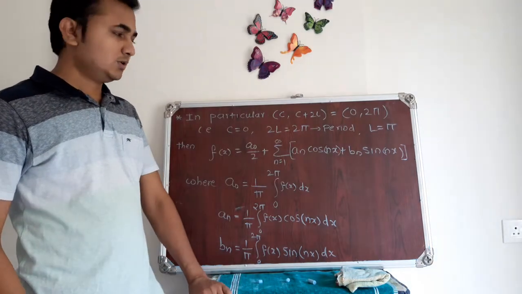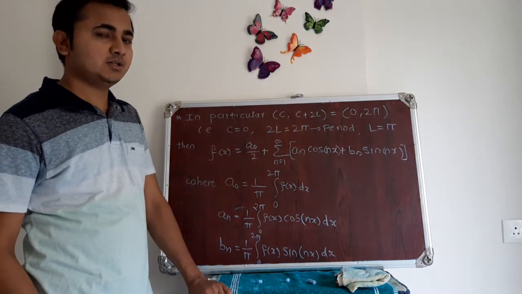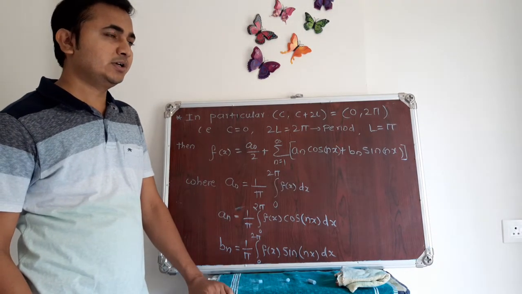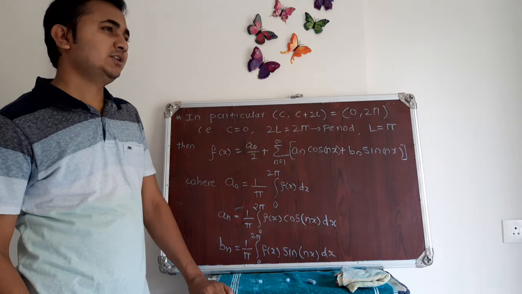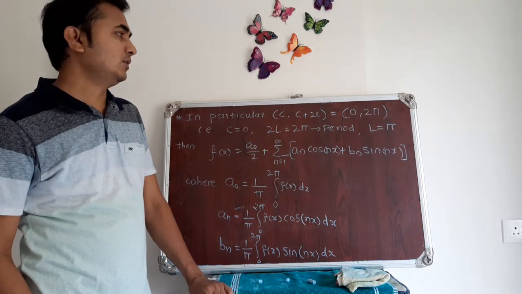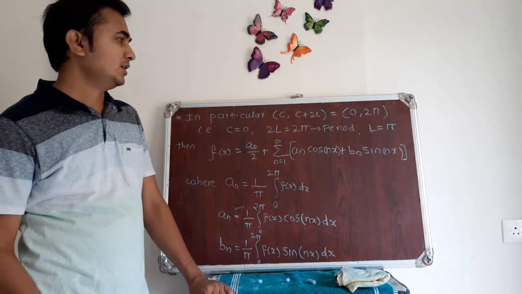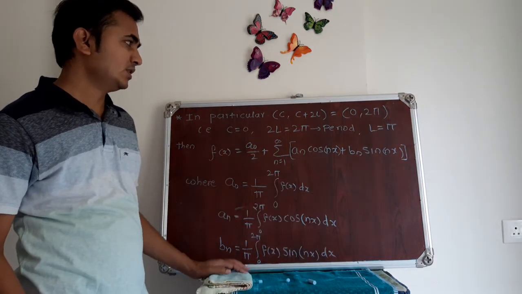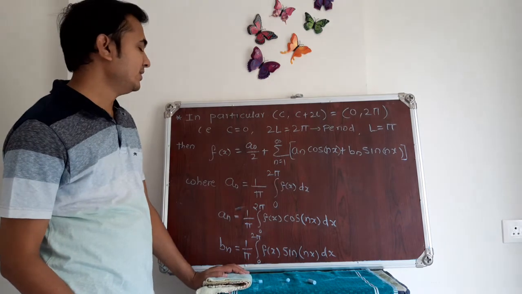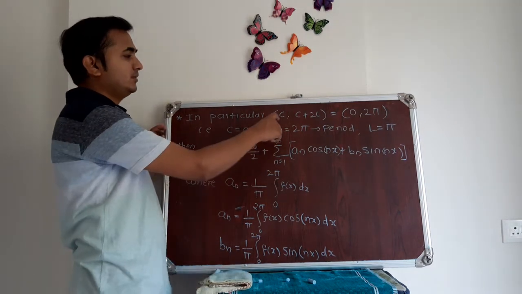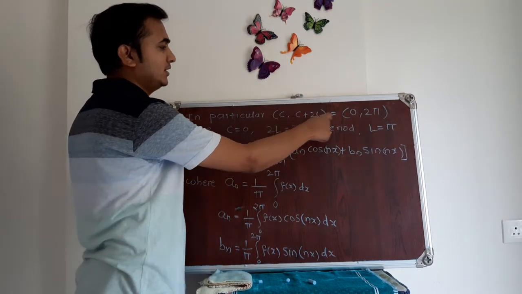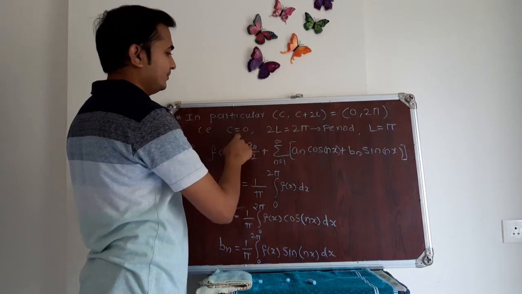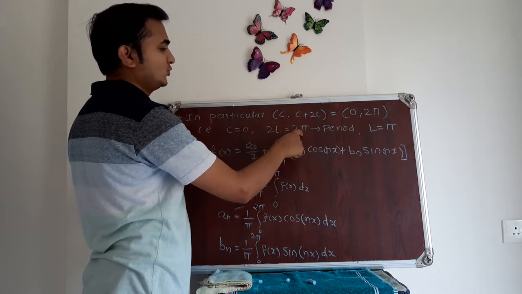Good morning, students. In the last video on Fourier series, we saw the basic notions of Fourier series and how it is defined for the interval c to c plus 2l, where 2l is the period of that function. In this video, let us look at some particular values of l and c. To begin with, c to c plus 2l, let it be 0 to 2 pi. I mean by that, c is 0 and 2l is 2 pi.